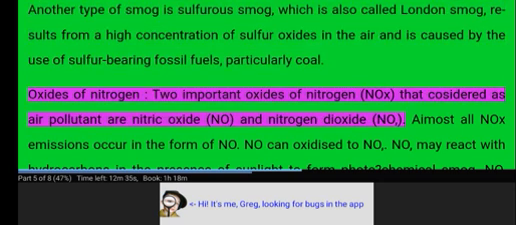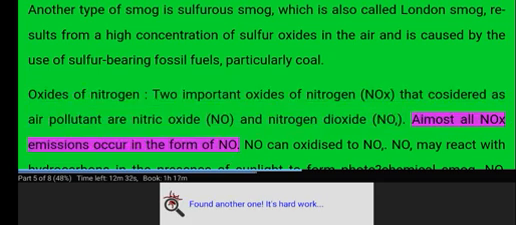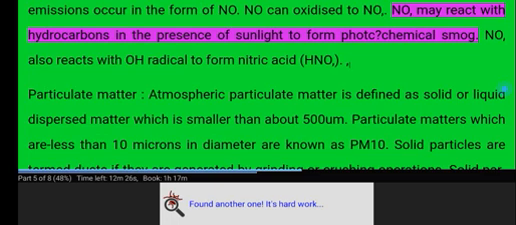Oxides of nitrogen. Two important oxides of nitrogen, NOx, that are considered as air pollutants are nitric oxide, NO, and nitrogen dioxide, NO2. Almost all NOx emissions occur in the form of NO. NO can oxidize to NO2. NO2 may react with hydrocarbons in the presence of sunlight to form photochemical smog. NO2 also reacts with OH radical to form nitric acid, HNO3.